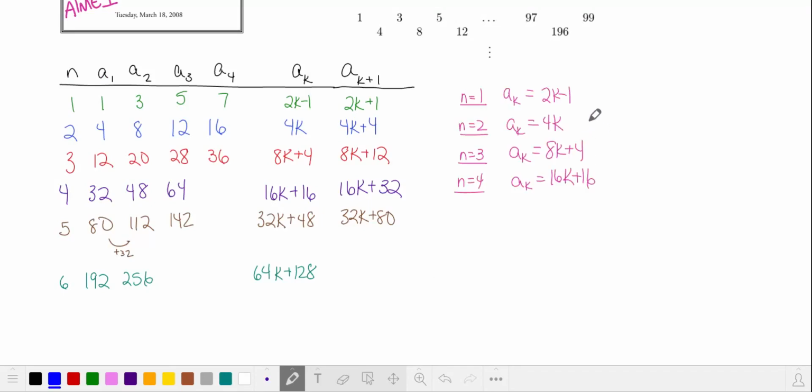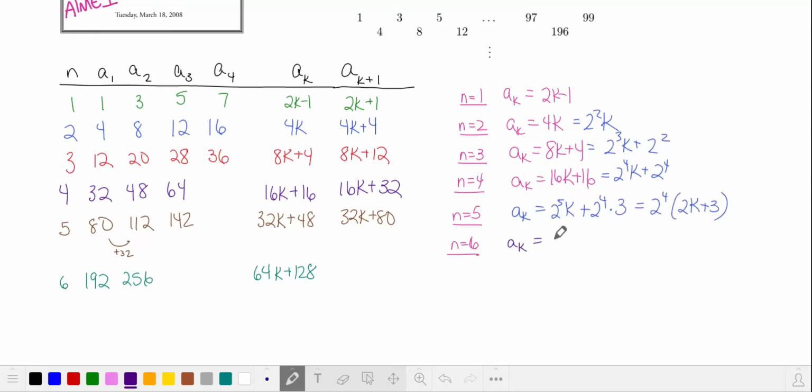First, I notice that there are a lot of powers of 2 here, so I'm going to rewrite these as powers of 2. For n equals 5, we have 2 to the 5th times k, and then here we have 2 to the 4th times 3. Let's factor out 2 to the 4th, and for n equals 6, we have 2 to the 6th times k plus 2 to the 7th. Let's factor out a power of 2 from each of these. That's 1 less than n, because that's what we have here for n equals 5. So for n equals 4, I'm going to factor out 2 cubed.